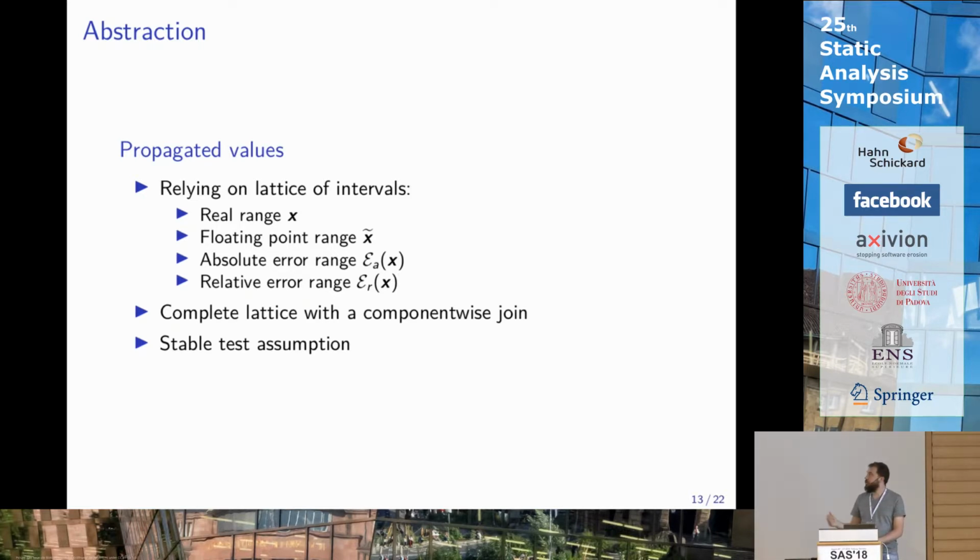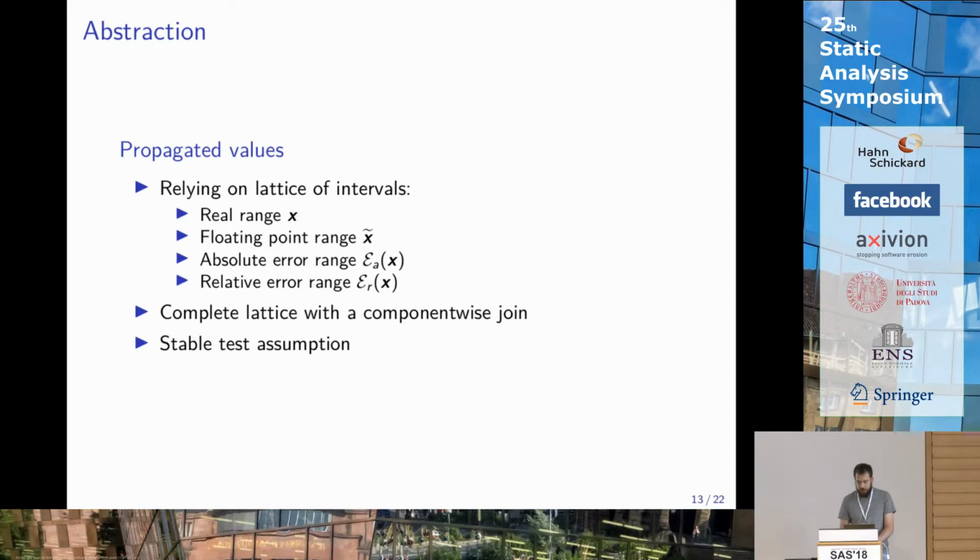Each of them is represented by an interval, which means that our values rely on the lattice of intervals. So we have a complete lattice and a component-wise join, which is sound only if we make the assumption that we have stable tests, which means that we do not consider the case where floating point and real executions take different paths.